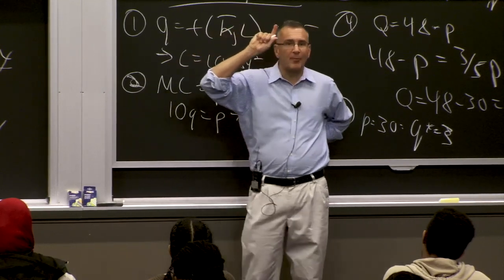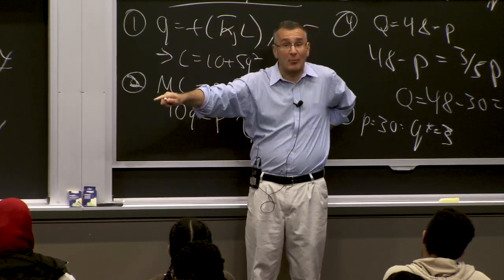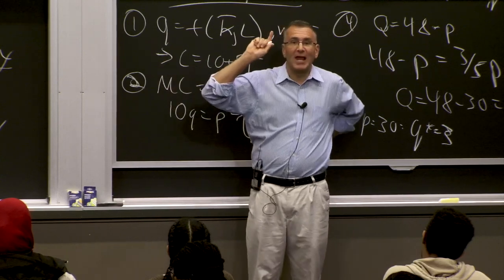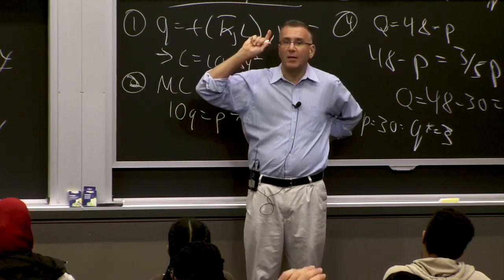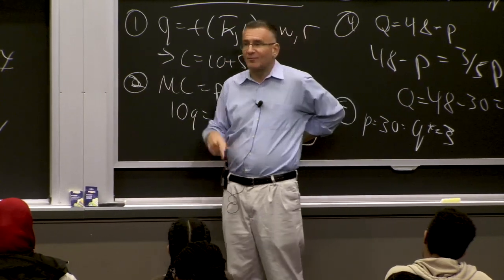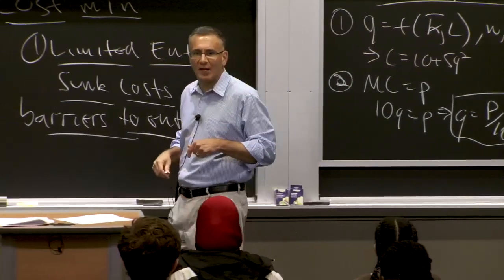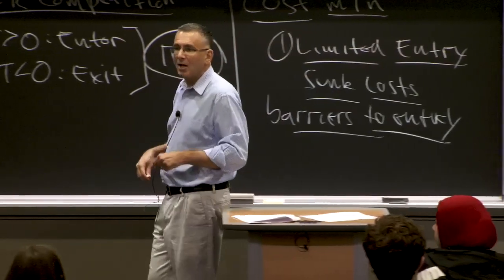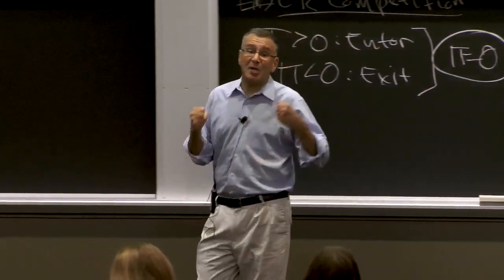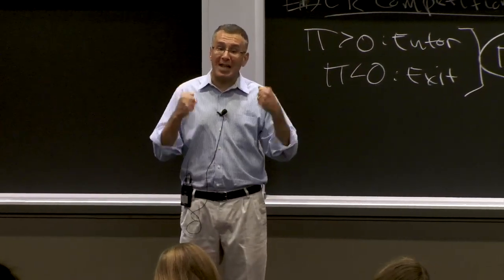No, not profits are greater than 0. That was true in the model. But in reality, what has to be true? Profits have to be greater than what? Sunk costs. Raise your hand, people. I'm going to give you credit because you raised your hand regardless of who yelled out the answer. I'm going to assume you were right. Sunk costs. Profits have to be greater than the barriers to entry.